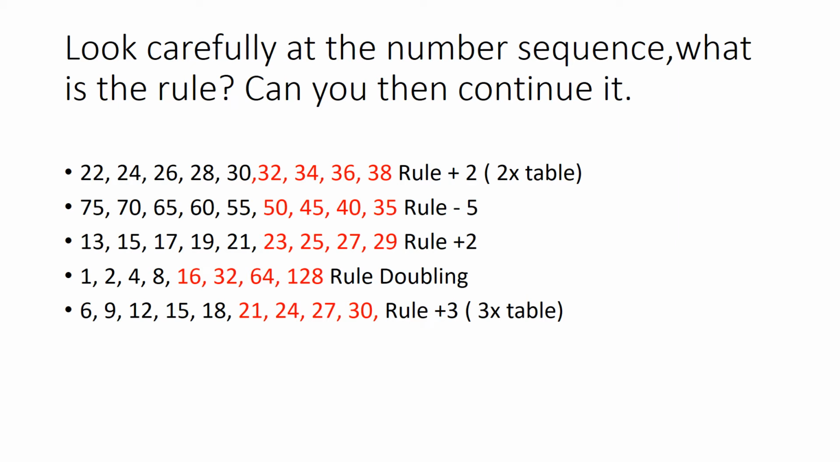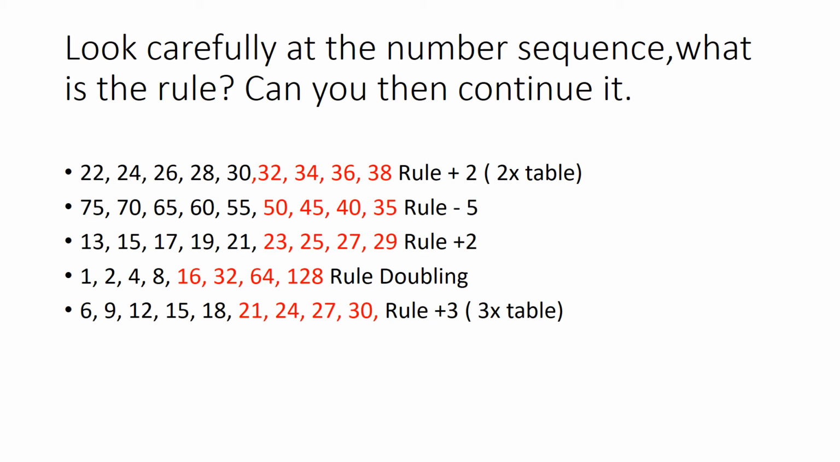On the next row, you'll see it goes 75, 70, 65, 60, 55. So already I'm thinking those numbers are going down. So maybe it's a takeaway. And then I looked and it follows the pattern of the 5 times table. 5, 0, 5, 0, 5. So I knew that they must have been taking away 5 every time. So then I was able to continue the pattern. 55, 50, 45, 40, 35.